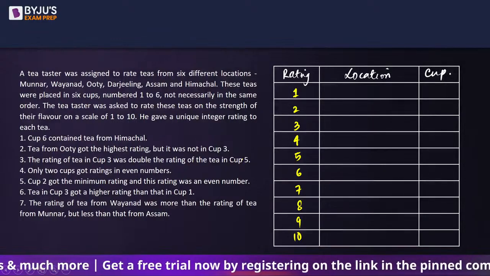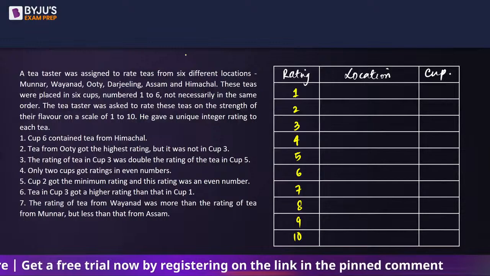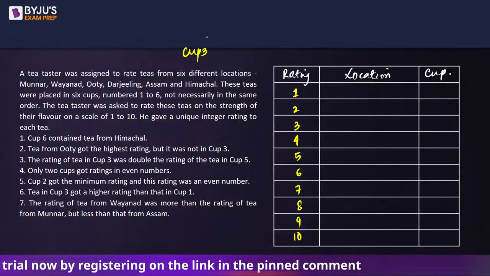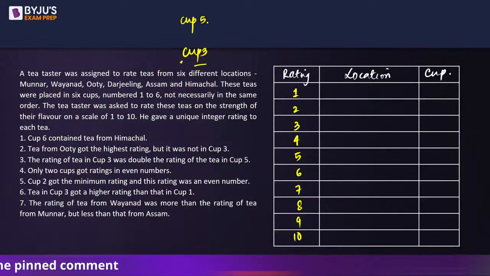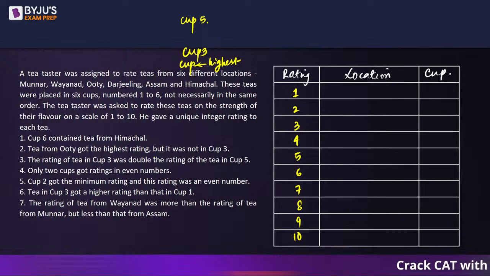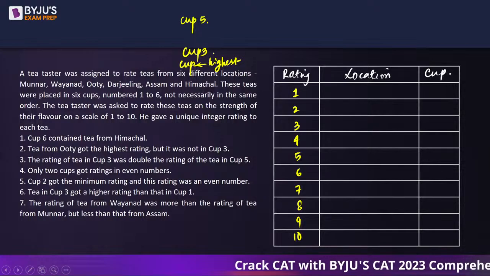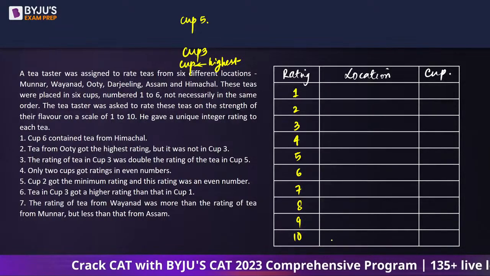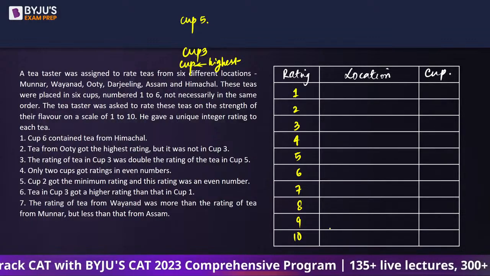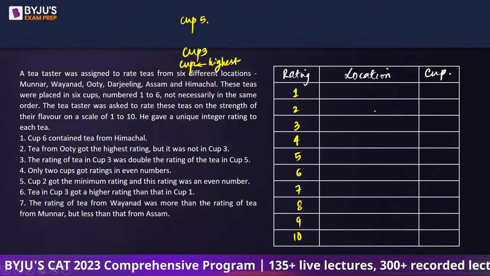But we know that cup 3 lies below cup 5, right? So we will have cup number 3 which is going to be below cup number 5. And we know that below cup 3 also we have got a cup which has got the highest rating. This is using the second statement, right? So the highest rating is there, but that is not cup 3. So this definitely tells us that cup 3 cannot be 10, which means cup 5 cannot be 5. So it can be 8 or 6 and so on.